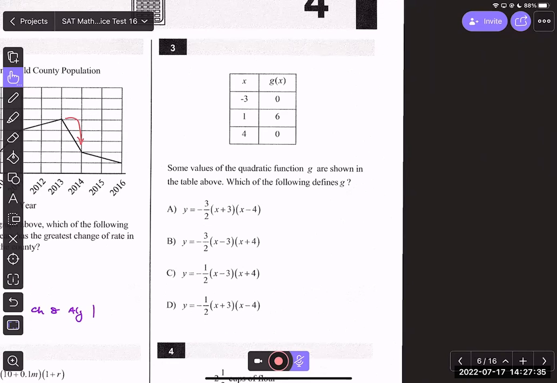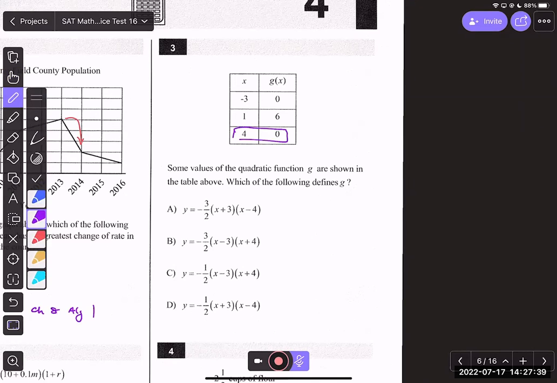So first off, right away, because you know that if x is equal to 4, g of x is equal to 0, and if x is equal to -3, g of x is equal to 0, I know that I have 2 zeros right away, right? My 2 zeros are x equals -3 and x equals +4. For those to be my 2 zeros, that means that I need to have x plus 3 times x minus 4 in my equation. Right away, I know that this needs to be true.